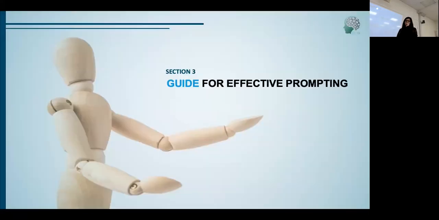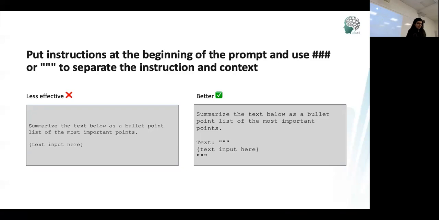Then the third and last section of the talk is a guide for effective prompting. I'll show you some pictures with less effective techniques and better prompting techniques. The first and most important one is to put instructions at the beginning of the prompt and use a separator, for example the one we use for docstrings as well, to separate the instruction and context. The instruction and context should be separated properly in order to give good context.